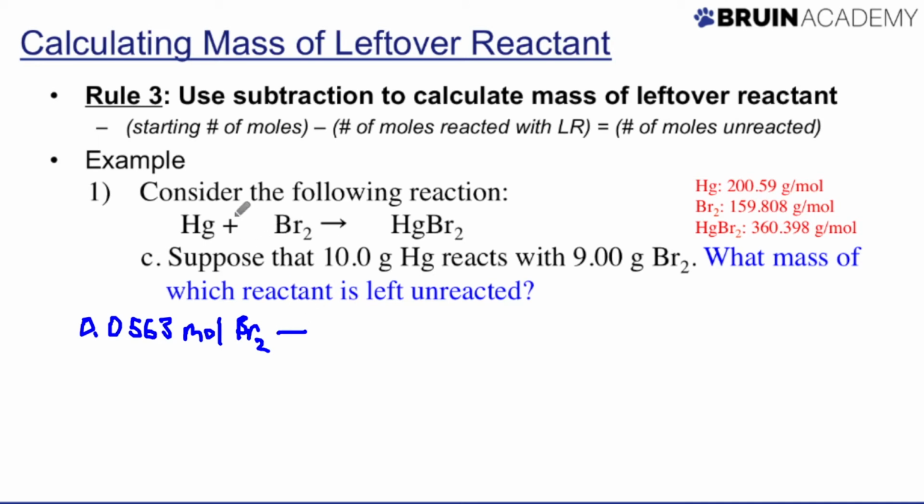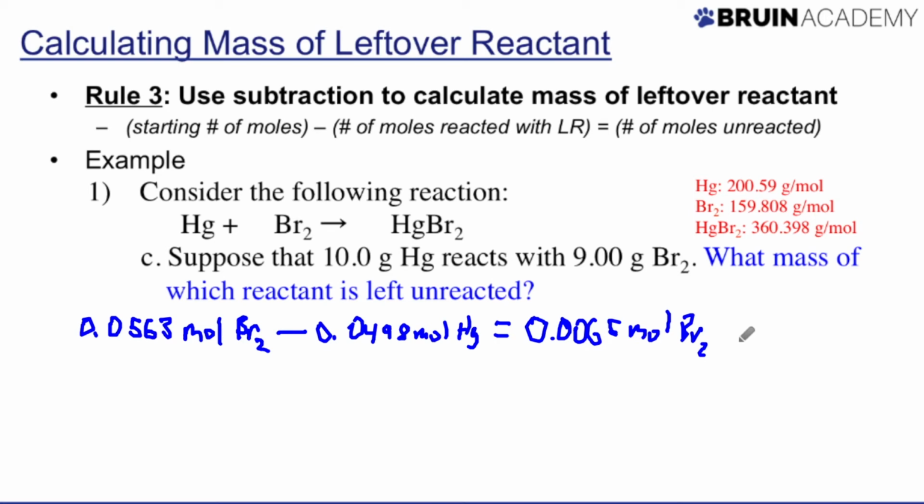What we do is subtract by how many moles that react with the Hg, right? And the moles of Hg that we had was 0.0498. And so when we do this, we figure out how many moles of Br2 are left over. So when you calculate this, you should get 0.0065 moles of Br2, and that's how much is left over. So we'll call that excess, right?